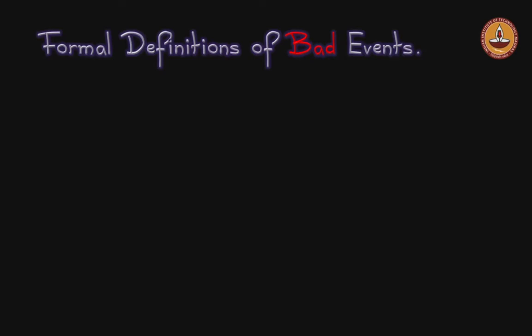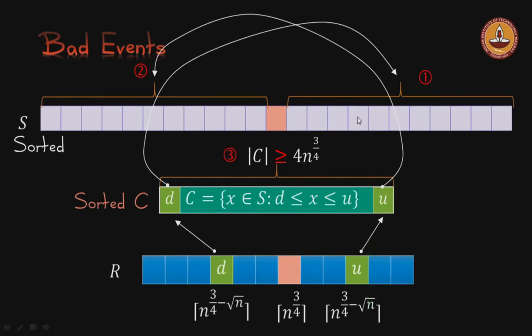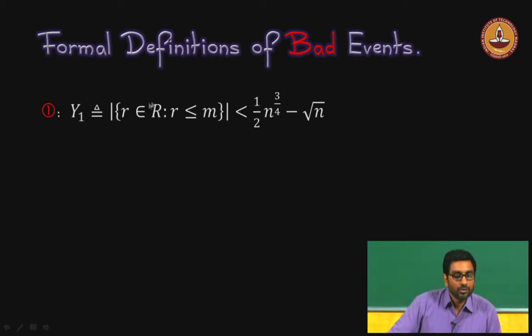So, let us formally write down the bad events, because what we have here is a pictorial representation. This D falling on the right side is the first bad event. Let us try to write it out formally, and let us make sure we understand how this works. For this we first define a random variable y1. Y1 is simply all those elements in R. Remember, capital R is the set of elements that we sampled.